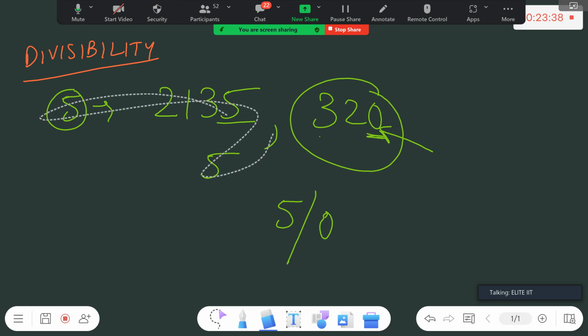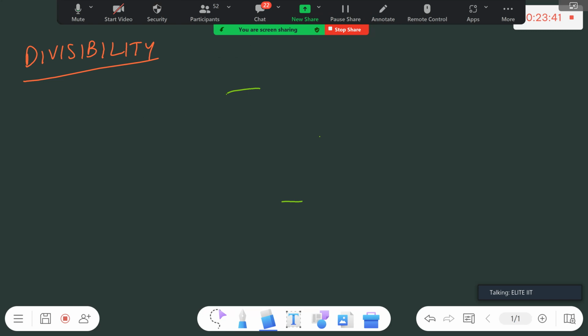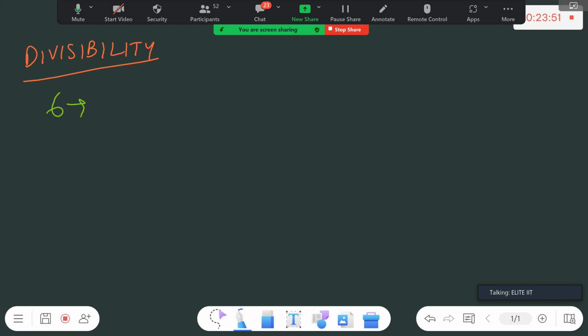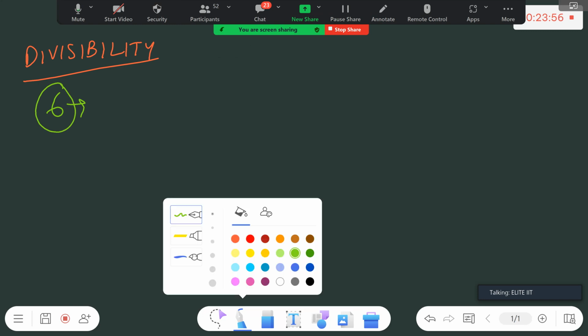Next, divisibility by 6. Now, when is a number divisible by 6?